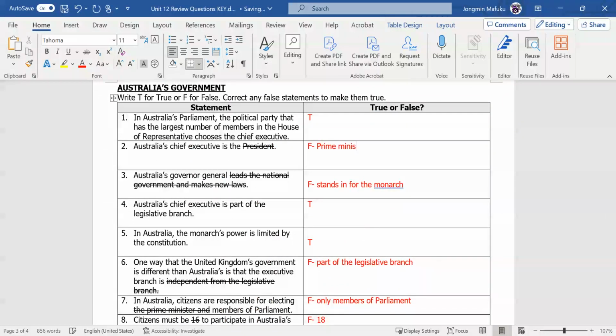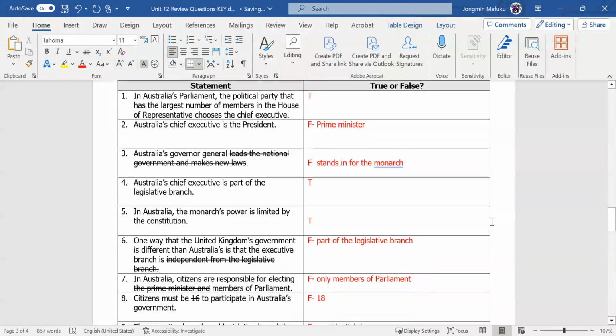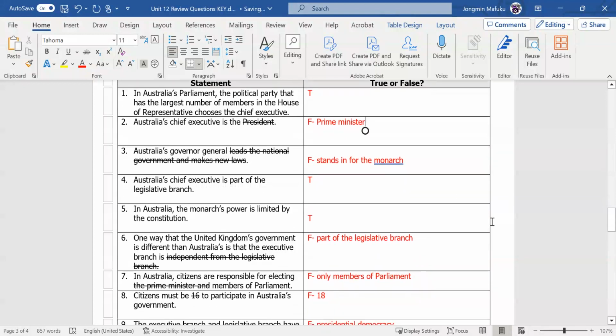Number three, Australia's Governor General leads the national government and makes the new laws. The answer is false. It stands in for the monarch. That's what the Governor General is. It's an acting duty as a monarch. They speak for the monarch, but we know that monarchs are ceremonial. They're not real. They're just a little mascot. So even the Governor General, they're not really anybody.